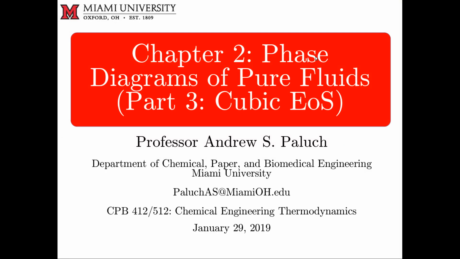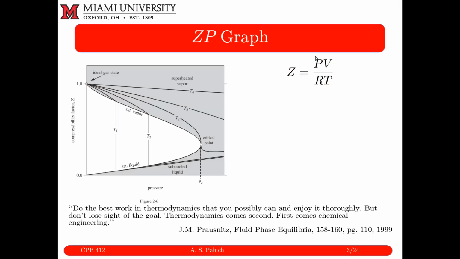All right, so as mentioned, this is our third set of notes from Chapter 2, Phase Diagrams of Pure Fluids, and we'll focus on cubic equations of state and briefly discuss the Redlich-Kwong equation at the end. Just like the last set of notes, we're going to begin by looking at our Z-P graph, where we actually ended off on our very first set of notes, and then our quote from John Prausnitz. Do the best work in thermodynamics that you possibly can and enjoy it thoroughly, but don't lose sight of the goal. Thermodynamics comes second, first comes chemical engineering. So our goal is to develop useful expressions so we can solve real, practical problems.